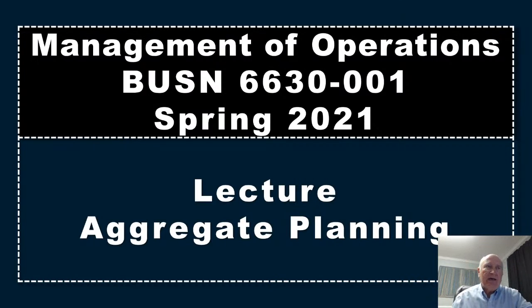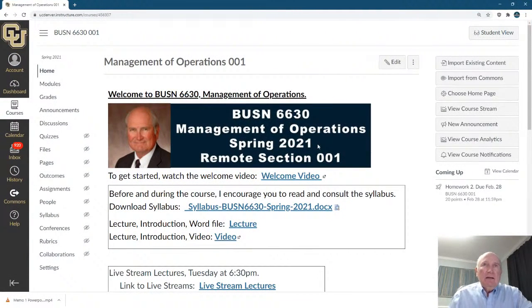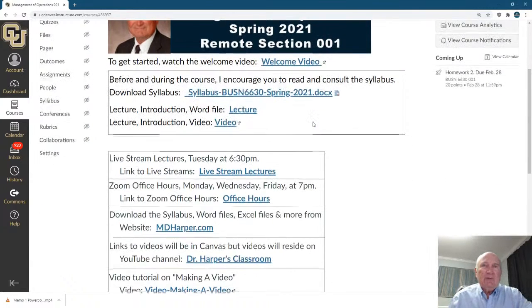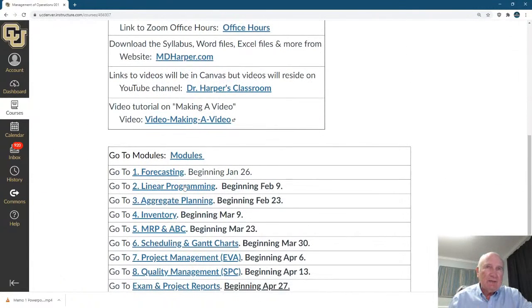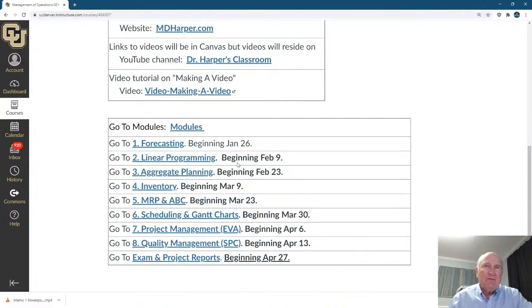But before we get into that, I want to bring up Canvas. In Canvas, on the home page, if we come down here to aggregate planning, there's where we are. I've changed the format around because I've been having emails and people asking how to find things. It's been a little bit confusing, so I spent a lot of time trying to reorganize things. I hope this reorganization makes things easier to find.